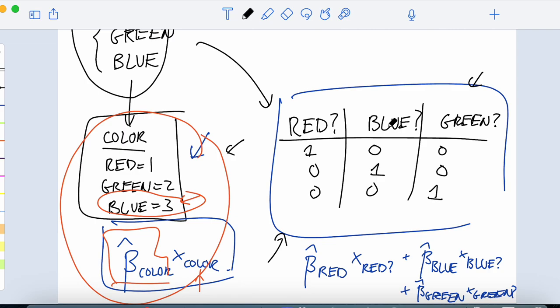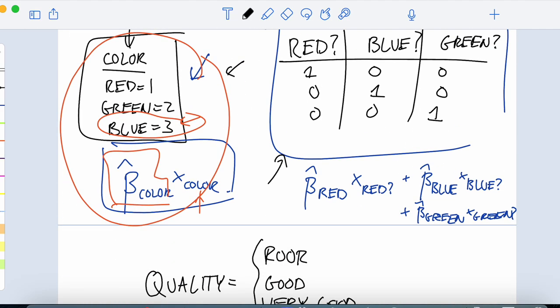There's a lot of things you could do, but just be sure, this is the one big mistake that I want to warn you about, is this one, of setting 1, 2, 3, and then just putting it in the regression without thinking about it. Don't do that. Okay, that's the only thing.